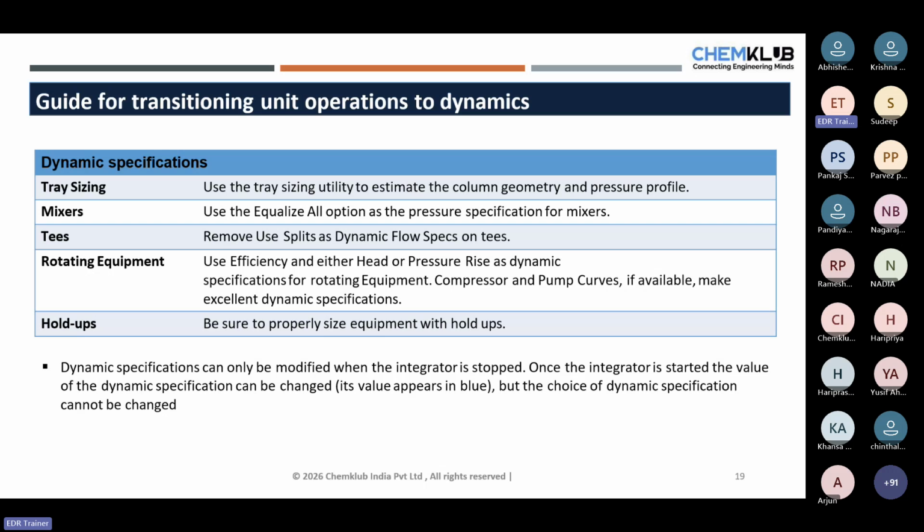The other option, the minimum of two, will not work here. So this is one very important thing that needs to be noted here. In tees and removers, use splits as dynamic flow specs or trees. For rotating equipment, use efficiency and either head or pressure rise as a dynamic specification.